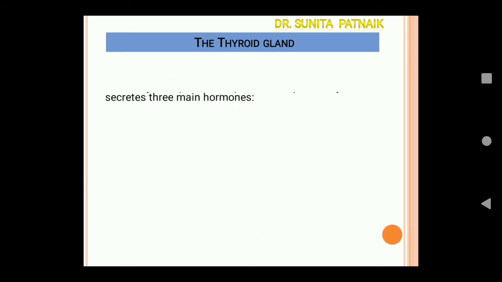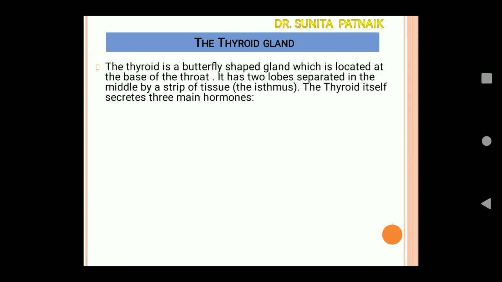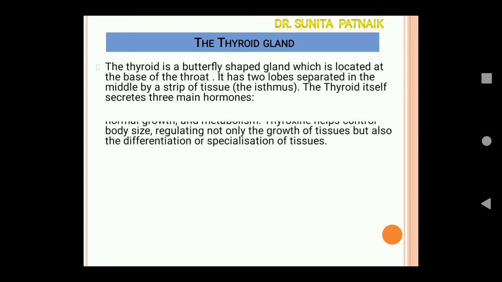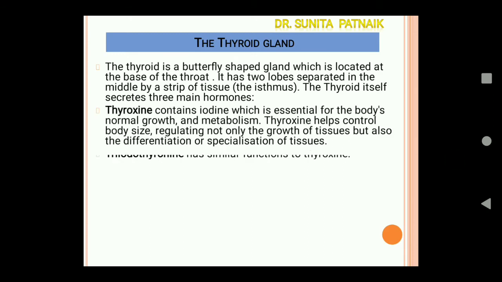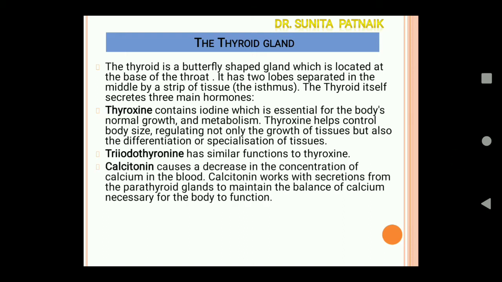Now let's see what are the shape, different hormones, and what is the role of these hormones secreted by thyroid gland. So thyroid is a butterfly shaped gland which is located at the base of the throat, and as I have mentioned, it consists of two lobes. The three hormones are thyroxine, triiodothyronine, calcitonin.